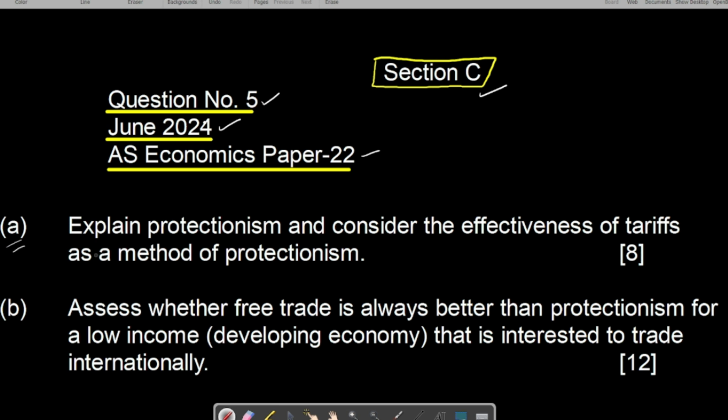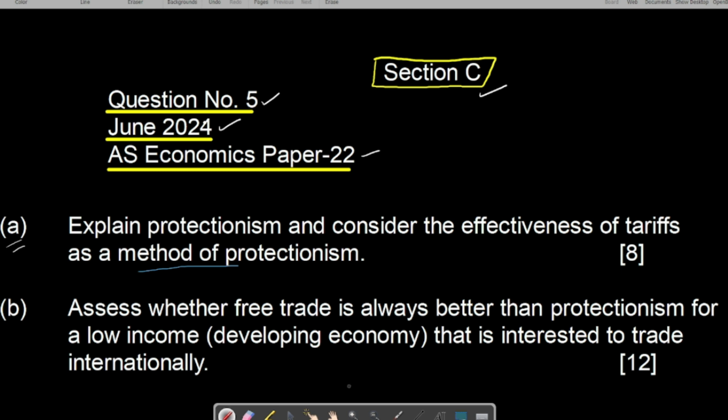So keep in mind, this is not provided by the Cambridge University, so this is just based on the feedback from the students, and I have reconstructed this statement based on that feedback. So question number 5a was, explain protectionism and consider the effectiveness of tariffs as a method of protectionism. And the second question was, assess whether free trade is always better than protectionism for a low income country or developing economy that is interested in trading internationally.